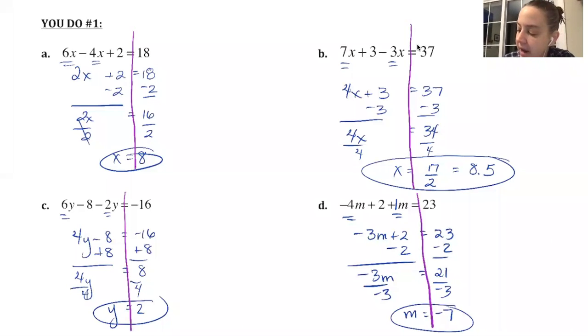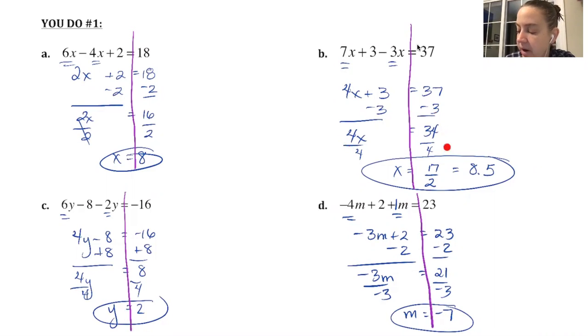For letter A, 6x and 4x are like terms, so I added those together and got 2x. I subtracted the 2 on both sides, then I divided by 2 and I got x equals 8. For letter B, my like terms are 7x and negative 3x, so together those make 4x plus 3 equals 37. I subtract 3 on both sides, so 4x is equal to 34.